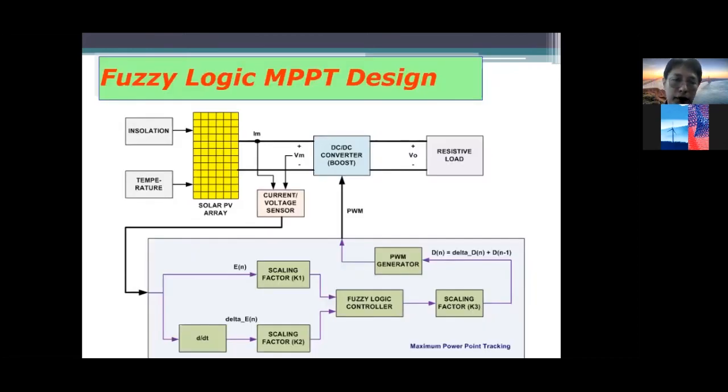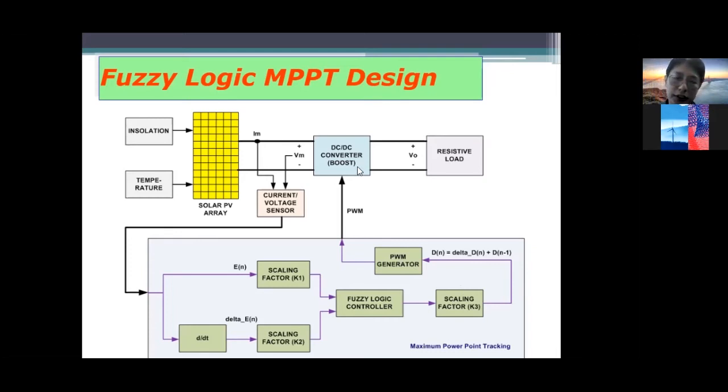Now, when we try to apply that from a general perspective, this is my design actually. We have two inputs on the maximum power point tracking, E of n and delta E of n. Then we have three scaling factors for the fuzzy logic, denoted as K1, K2, and K3, followed by a PWM generator. This PWM generator will be fed by the output of the fuzzy logic as well as the three different scaling factors before it proceeds to the boost converter.